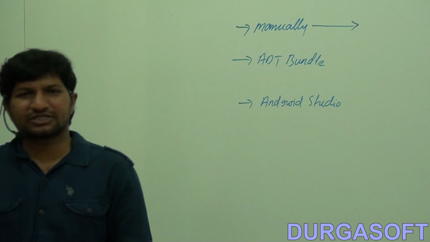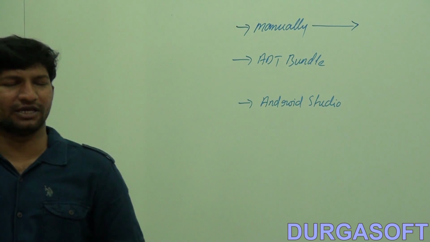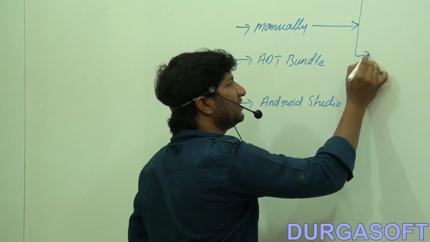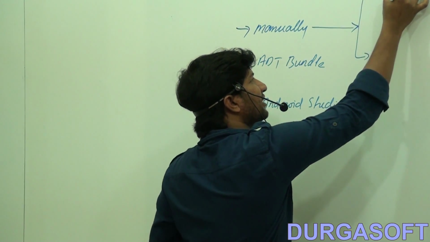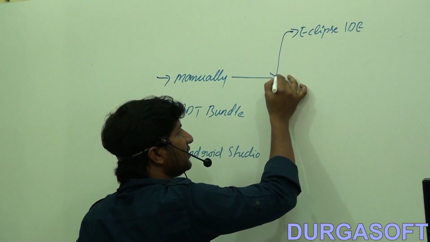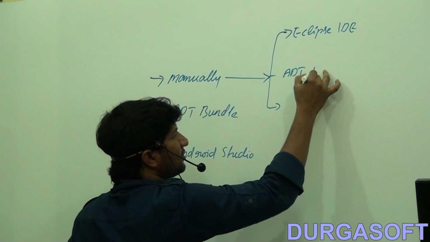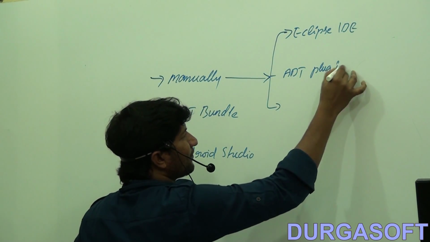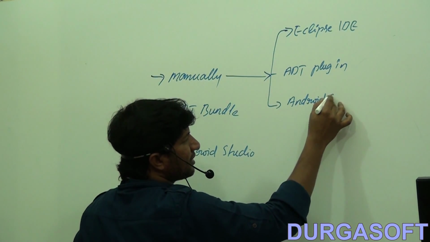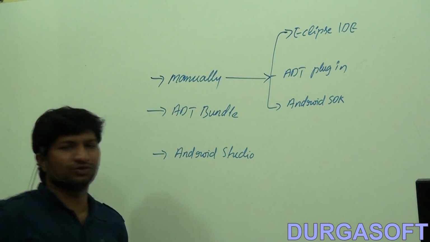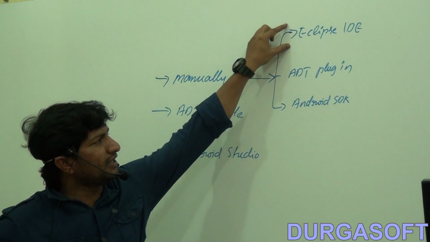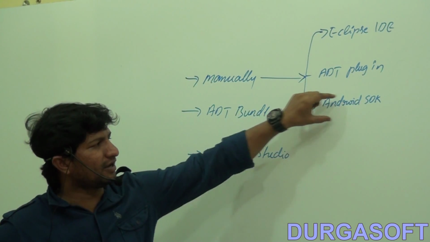If you want to set up the Android environment manually, we need three softwares. One is Eclipse IDE. Next, we need the ADT plugin. Another one is the Android SDK. So we need Eclipse IDE, ADT plugin and Android SDK.